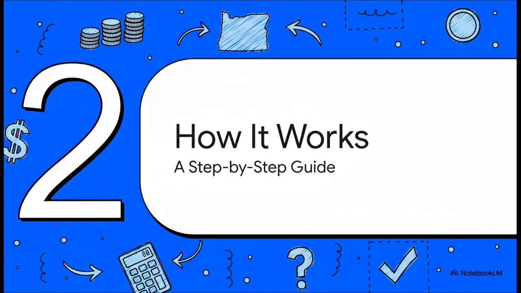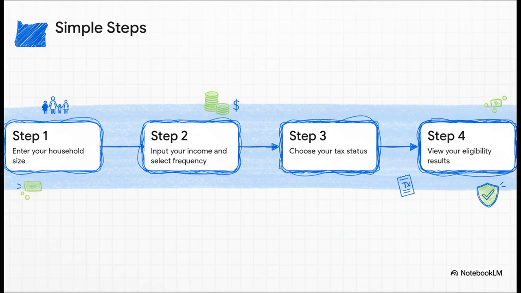Okay, that all sounds great, but how does it actually work when you use it? Let's break down the steps. And here you go. It really is this simple, just 4 steps. You tell it how many people are in your household, you put in your income, choose pre-tax or post-tax, and that's it. You get your results instantly. No jargon, no complicated forms to fill out.